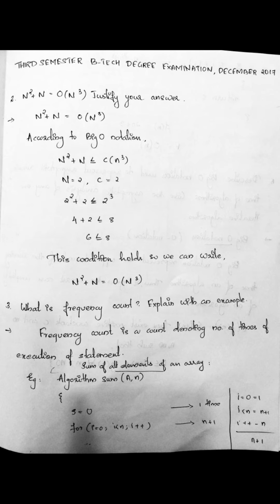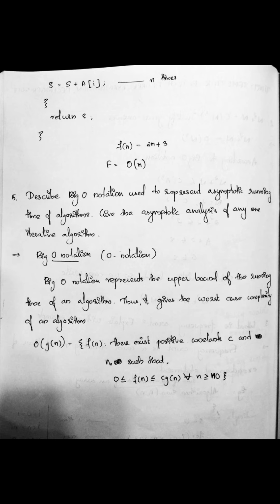For i equal to 0, i less than n, i plus plus. Here, i equal to 0 executes one time, i less than n executes n plus one times, i plus plus executes n times. So in total, it executes n plus one times. s equal to s plus a of i executes n times. So here f of n equal to 2n plus 3, that is f equal to big O of n.